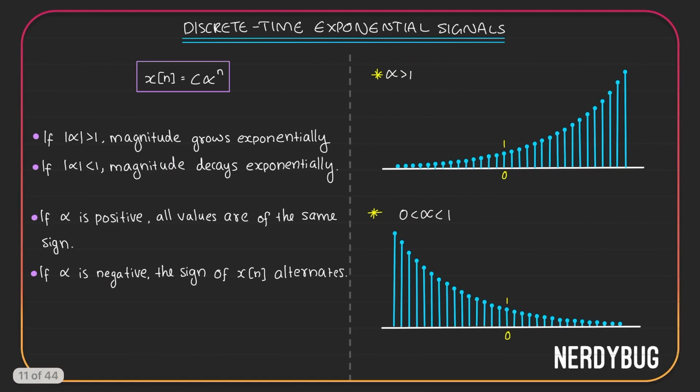In real exponential signals, if mod alpha is greater than 1, that is, the magnitude of alpha is greater than 1, alpha is either greater than 1 or less than minus 1. In that case, the magnitude grows exponentially. If mod alpha is less than 1, that is, alpha is either less than 1 or greater than minus 1, it is between minus 1 and 1. In that case, the magnitude decays exponentially. Let us check if it is true.